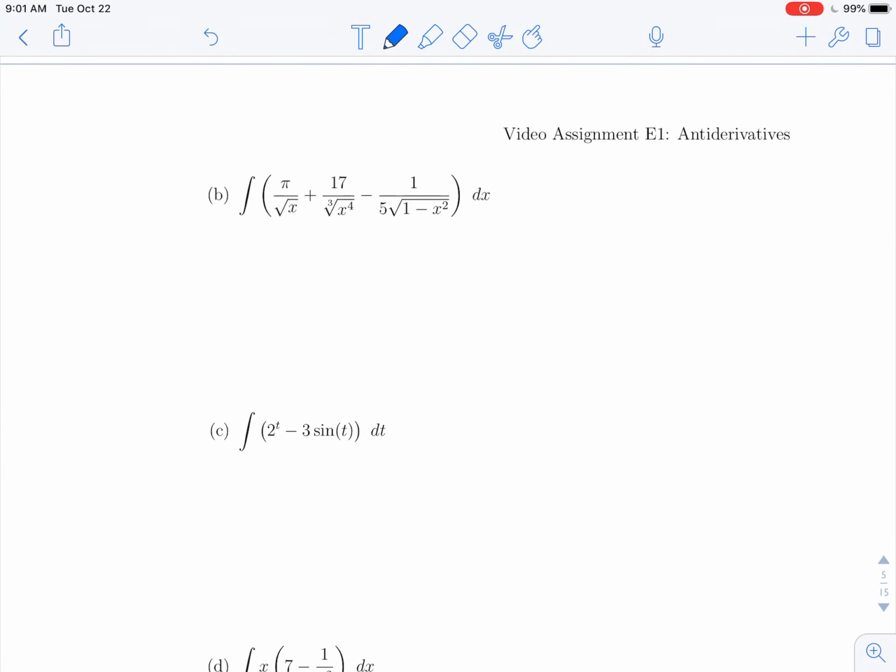Part B, you have a lot of powers. And so what I want to do first is rewrite this expression using a little bit more transparent version of these exponents. So this is really the indefinite integral of pi times x to the negative 1/2 power plus 17 x raised to the negative 4/3, and then minus 1/5, I can't really do much with that, 1 over square root of 1 minus x squared. And that's integrated with respect to x.